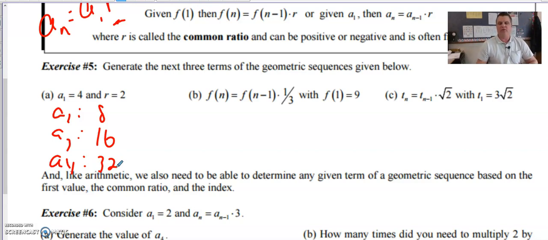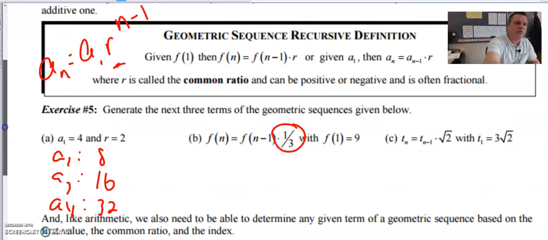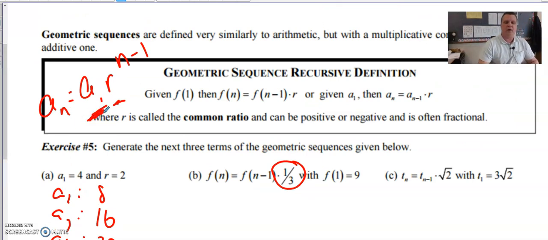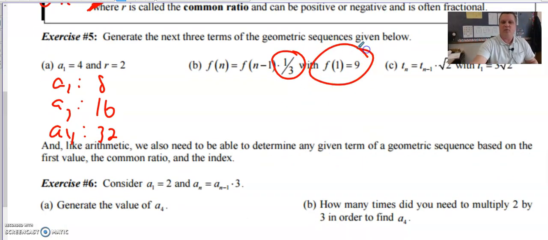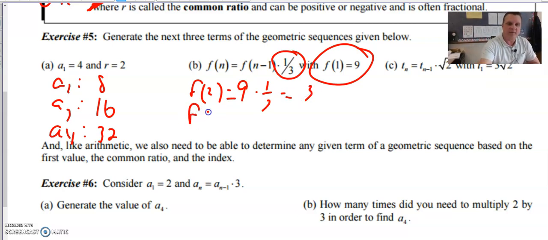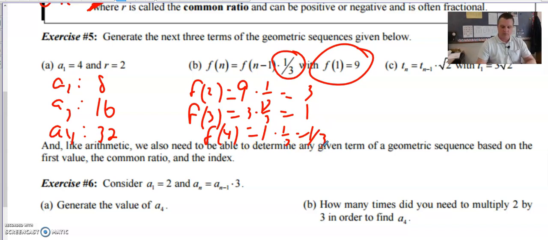Now, when they give you a formula, this right here is the r, the ratio. So you're taking the previous term and multiplying it by 1/3. They give you the f of 1, which is the same as A of 1. So we have the previous term. f of 2 is going to be 9 times 1/3, which is 3. f of 3 is 3 times 1/3, which is 1. f of 4 is 1 times 1/3, which is 1/3. Essentially, we're dividing everything by 3. It keeps getting smaller and smaller.